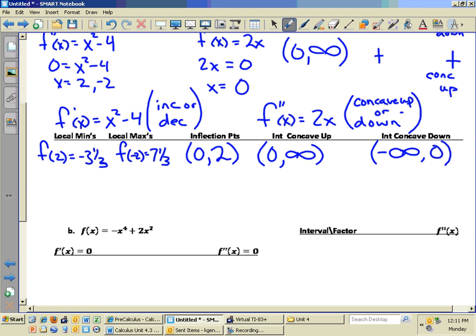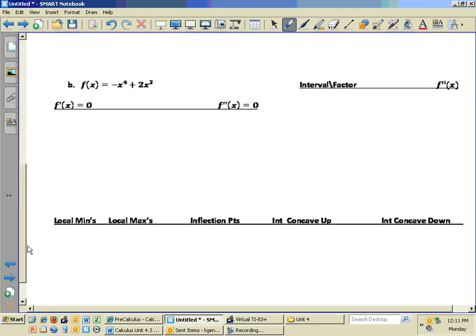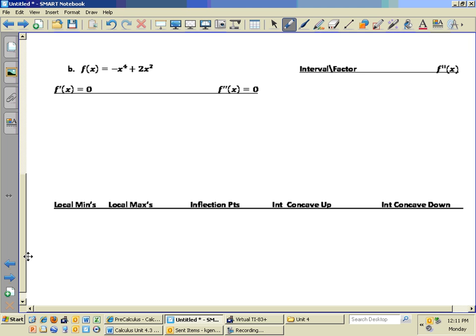Those are important features that we need to know about the function. Today is just kind of a bare bones lesson, though. We'll apply more of this later. I want to do the same thing here, okay? I want to identify all those intervals. We have negative x to the fourth plus 2x squared. We'll be able to go to work here.